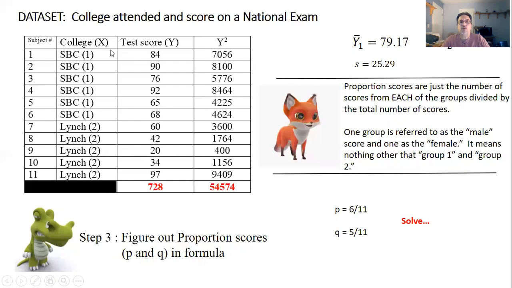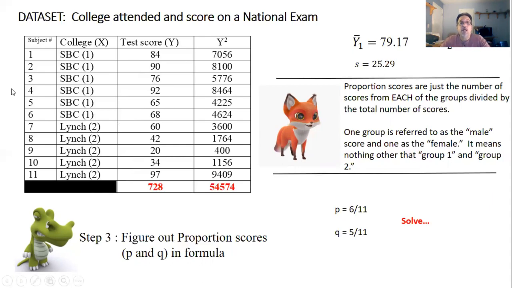We want a proportional score of how much of our entire sample is made of Sweetbriar scores and what proportion of our sample is made up of the Lynchburg group. So how many scores belong to one college, one group, Sweetbriar, and how much belong to the other group, the other college, Lynchburg College. Okay, that's all that the P and Q stand for.